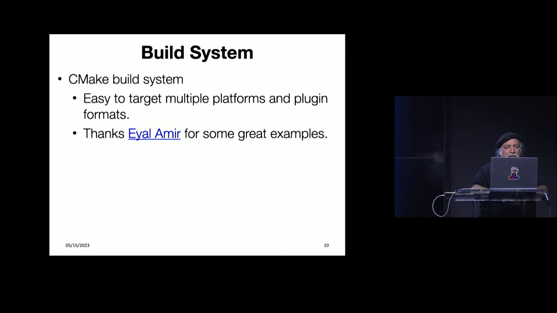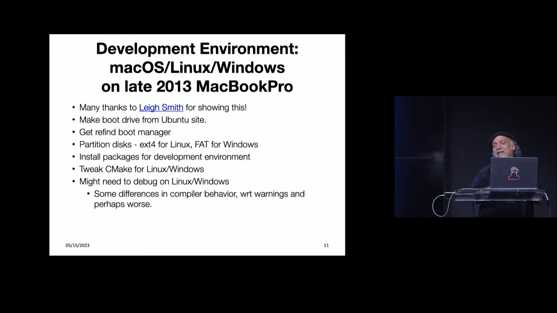And then Eyal Amir, a shout out for the build system. I know you're around here somewhere, Eyal. CMake, you've got to have CMake. And then how the heck do we get Linux running dual boot? I leaned on Lee Smith for that one. The key thing is if you've got an old Mac, find the boot manager and ext4 for your partitions, and then just go crazy downloading packages, and ask me if you really want to do that.